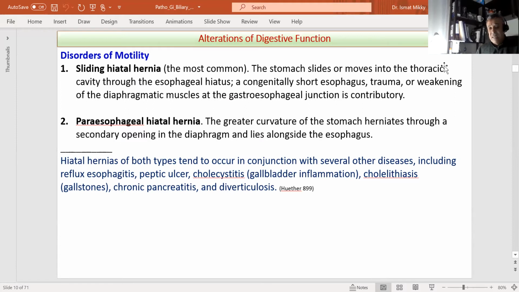The second type is the paraesophageal hiatal hernia, where, as it says here, the greater curvature of the stomach herniates through the secondary opening in the diaphragm. And so the symptoms would include congestion of mucosal blood flow, which will lead to gastritis and ulcer formation.